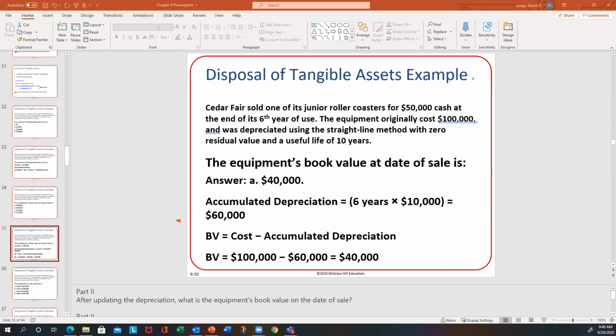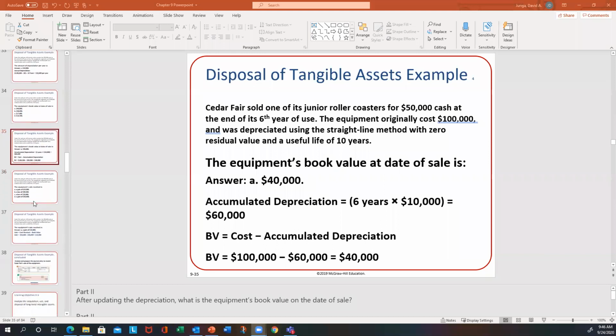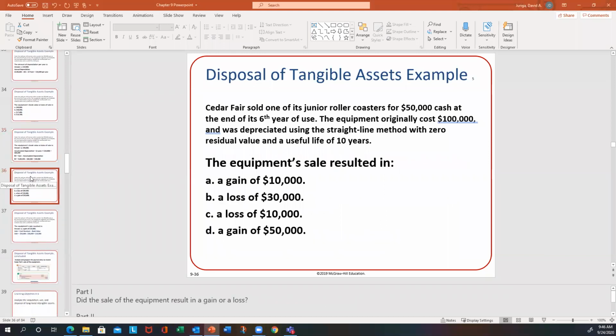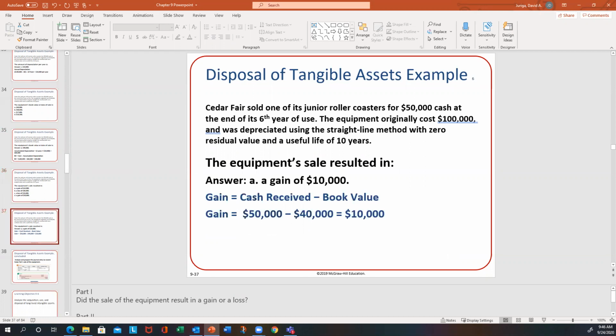So then the next thing you're going to do is compare that book value to how much cash you're receiving. And in this case, they've got $50,000 cash. If the book value is 40, of course, you're going to have a gain of $10,000. This is a case again where you got more cash than the actual book value.